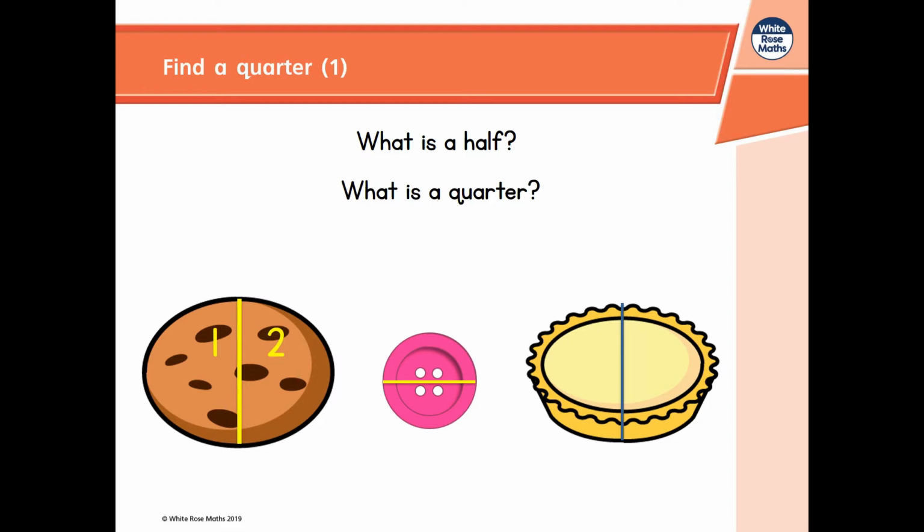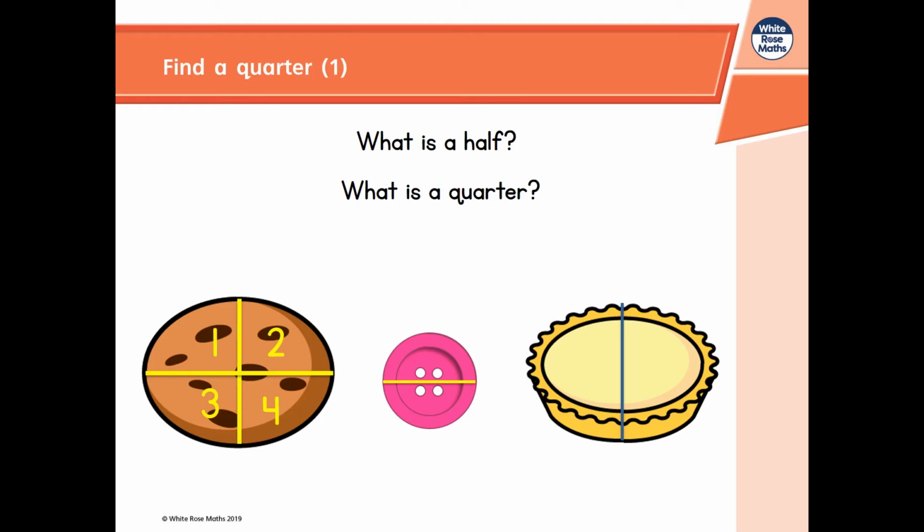But what is a quarter? How can we show a quarter? Well, a quarter is one of 4 equal pieces. So we should look at the cookie first. We've got 2 equal pieces, but how could we show 4 equal pieces? Yes, we could draw another line through the middle. Here we have 4 equal pieces. 1, 2, 3, 4. One of those equal pieces is a quarter. Well done.